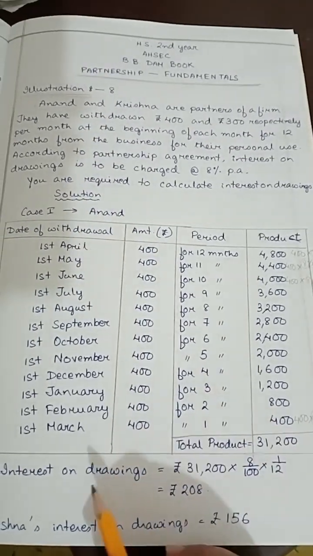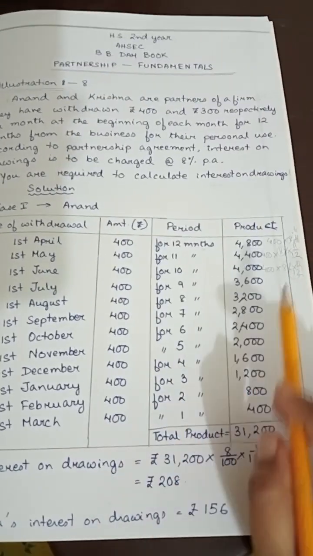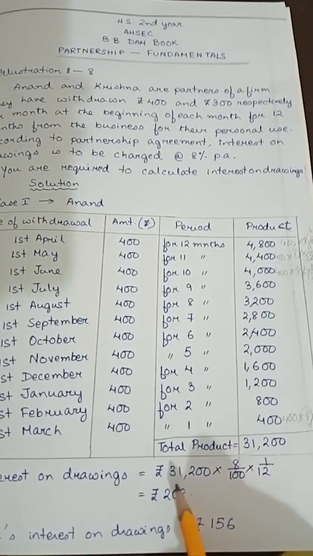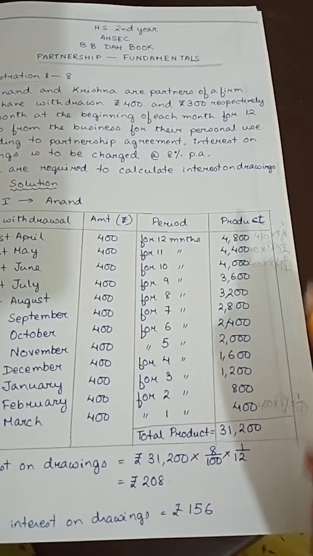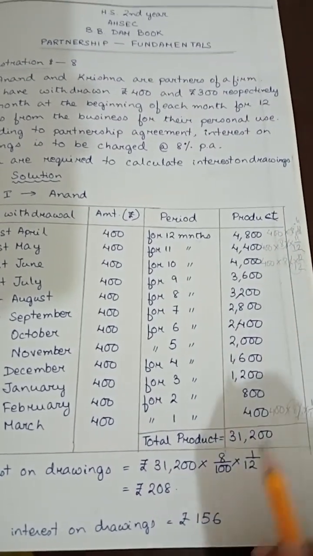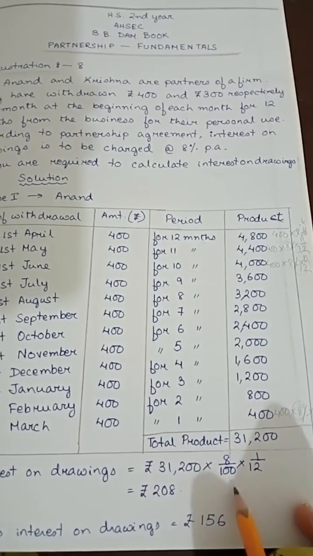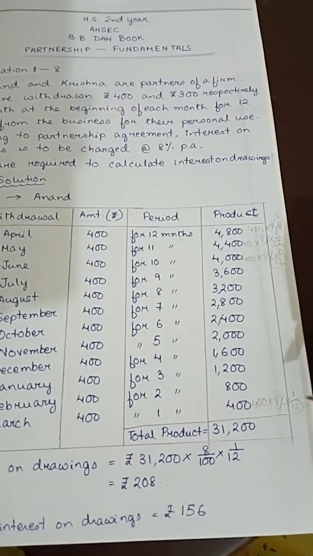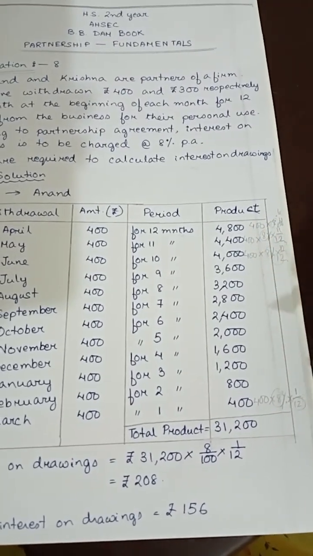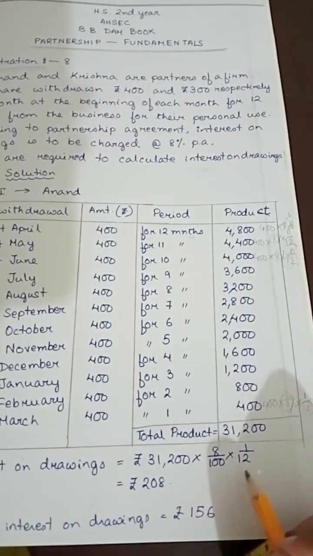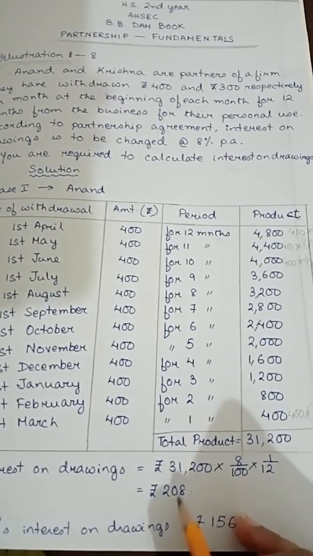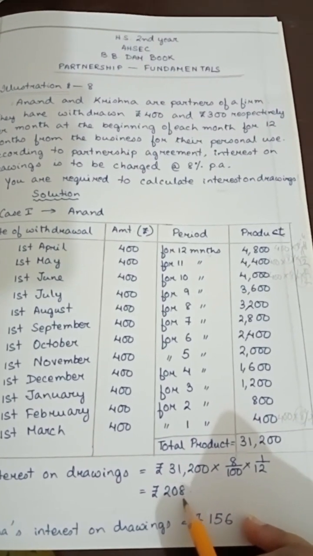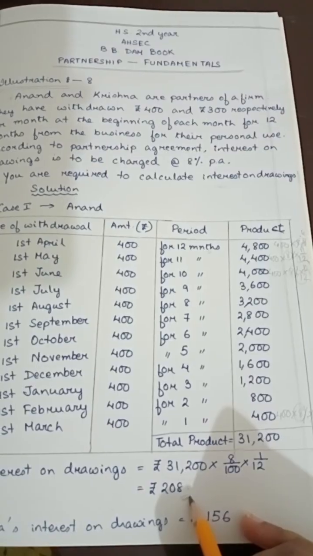So interest on drawings will be, when you total it up, you get the total product. On the total product into what is common, 8% is common, so multiplied by 8% divided by 12, yes or no? Because 12 is common, so it is divided by 12. So you get the figure. Interest on drawings in case of Anand is rupees 208.